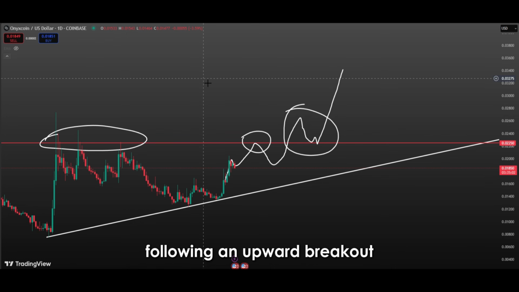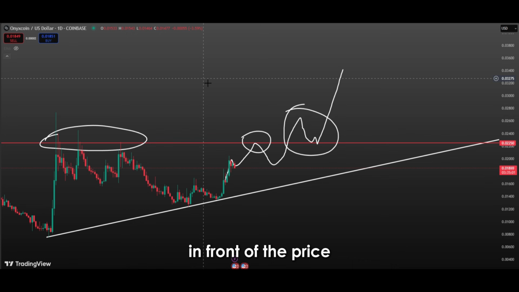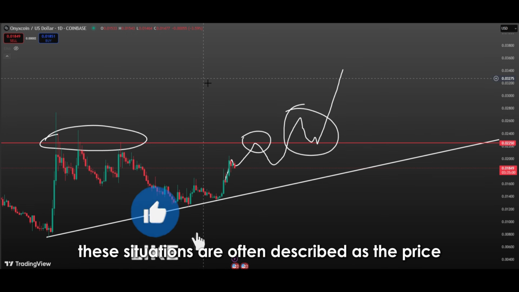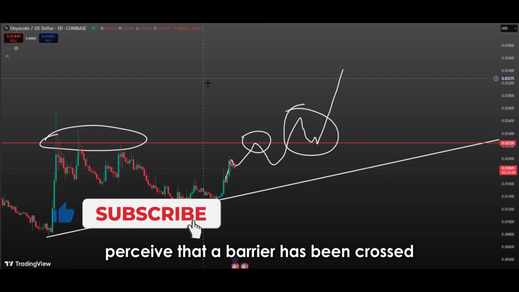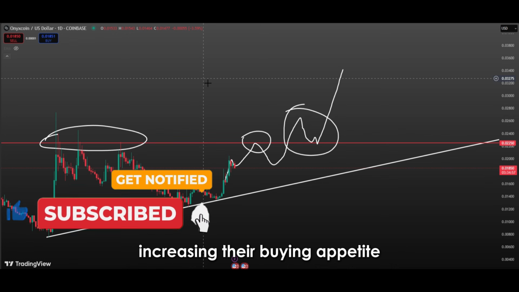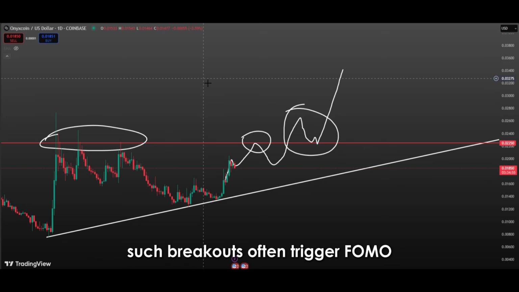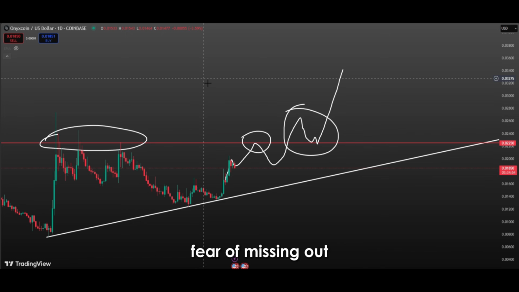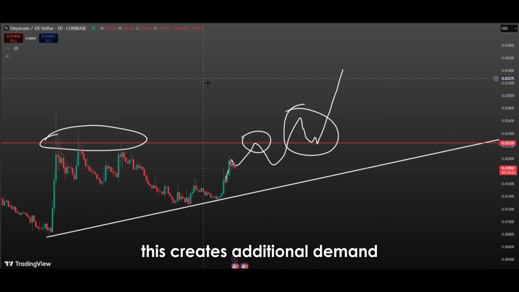Following an upward breakout, there may no longer be any major technical obstacles in front of the price. These situations are often described as the price taking off, as market participants psychologically perceive that a barrier has been crossed and that the path is now clear, increasing their buying appetite. This can further accelerate the upward movement of the price. Additionally, such breakouts often trigger FOMO, fear of missing out, leading more investors to enter the market. This creates additional demand that drives the price even higher.